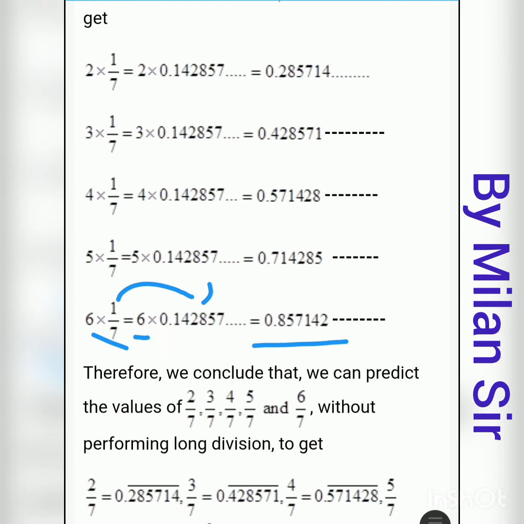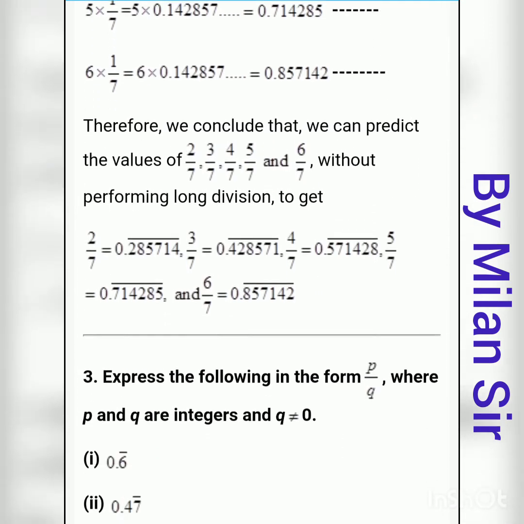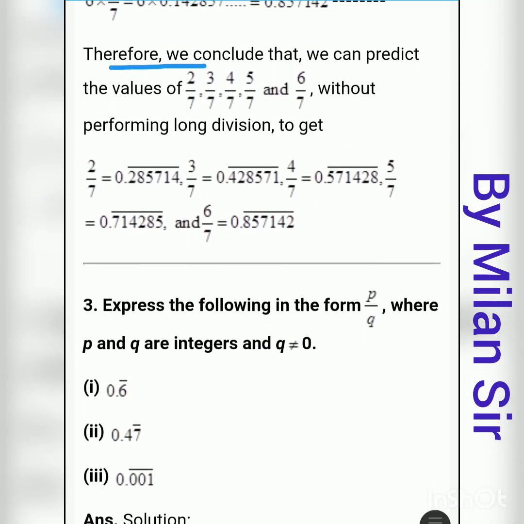Okay, now therefore we conclude that we can predict the value of 2 by 7, 3 by 7, 4 by 7, 5 by 7 and 6 by 7 without performing long division to get the continuous answer. That means these digits repeat. Okay, so we can put a bar sign on those digits.